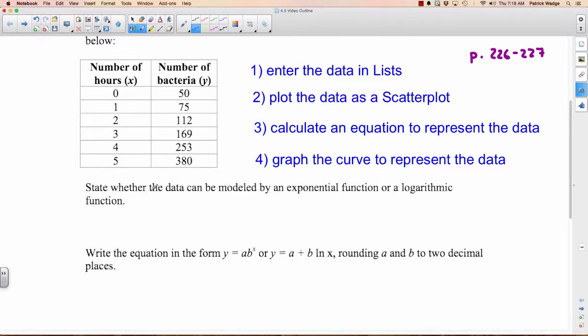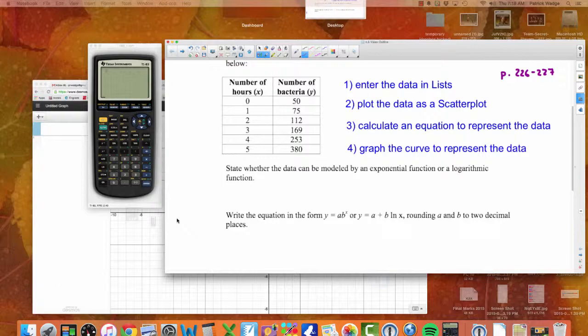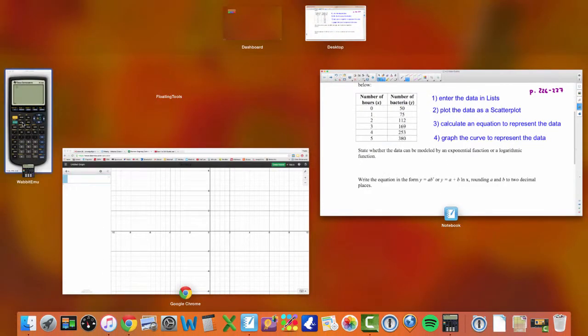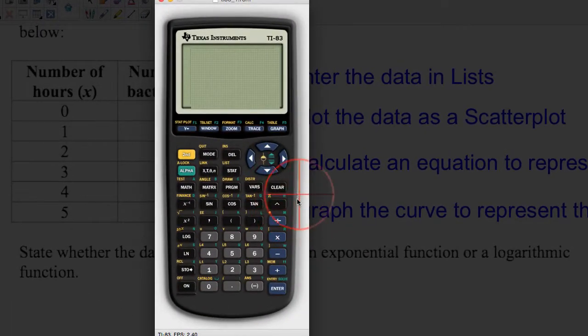So the first thing it says is state whether the data can be modeled by an exponential or logarithmic function. Well, we're not going to be able to do that until we get all the way down to step 4. So we're going to do all 4 of these steps. I'm not going to keep jumping back and forth, so I'm now going to go to my graphing calculator, and I'm just going to stay right here for the next 5 minutes or whatever it takes to do this. So let us begin. The first thing to do is to enter the data in lists. Here's how we do that.